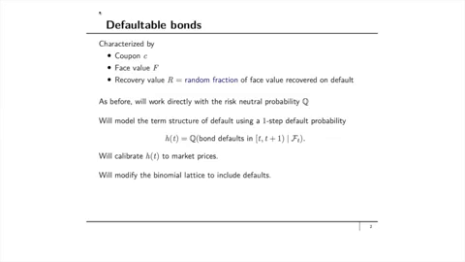We will model the term structure of default, that is the time dependence of default probabilities, using a one-step default probability H of t, which is defined as the conditional probability that the bond will default over the interval t to t plus 1, given the information at time t. So F_t will represent the information at time t. This is the conditional probability that the bond is going to default over the next period. As in the case with other fixed income securities, we are going to calibrate H of t to market prices. And we will modify the binomial lattice to include defaults.